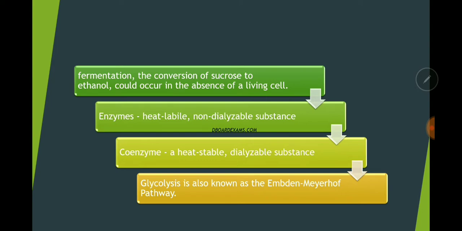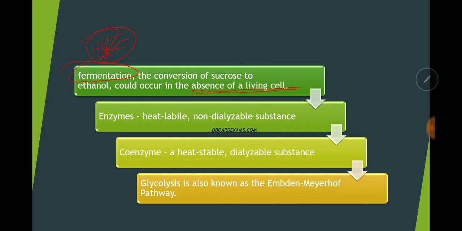The other important point is that the conversion of pyruvate in the absence of oxygen to ethanol is called fermentation. Make sure you understand the definition of fermentation. The conversion of pyruvate into ethanol is called fermentation. And this fermentation process can occur in the absence of a living cell.